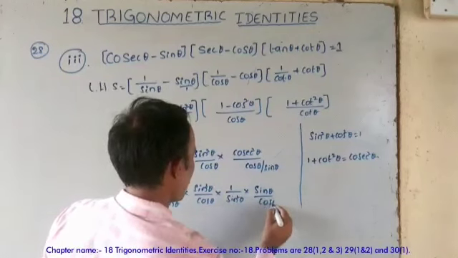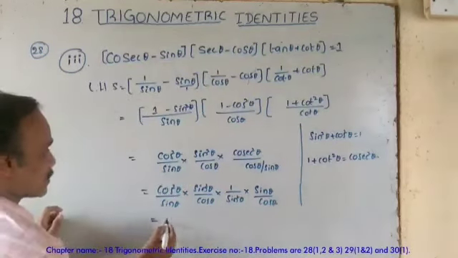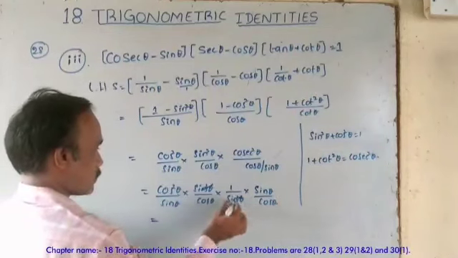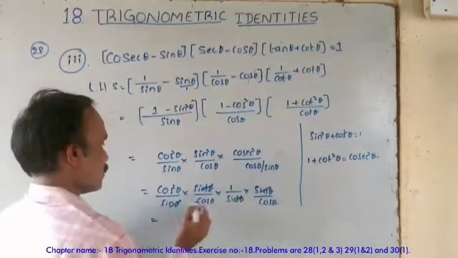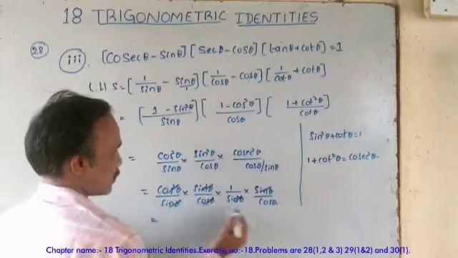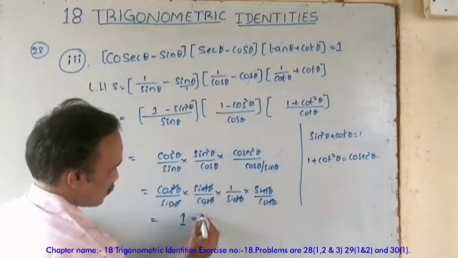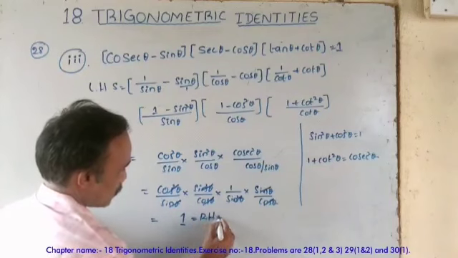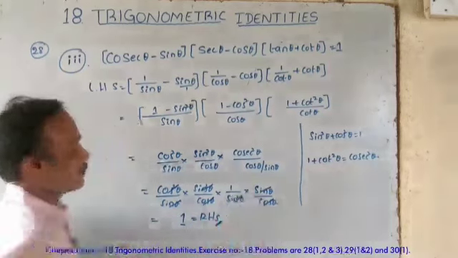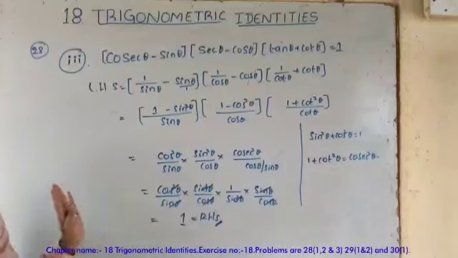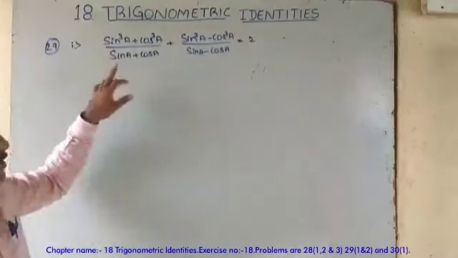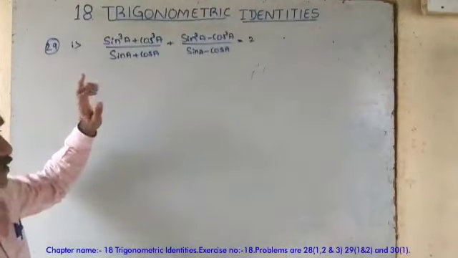divided by cos theta. Let's make it cancel now. Sin square theta, sin square theta, sin theta, cos square theta, cos theta, cos theta. So the final answer is 1. So this is equal to RHS. Is it clear? Next question, 29th, first one.